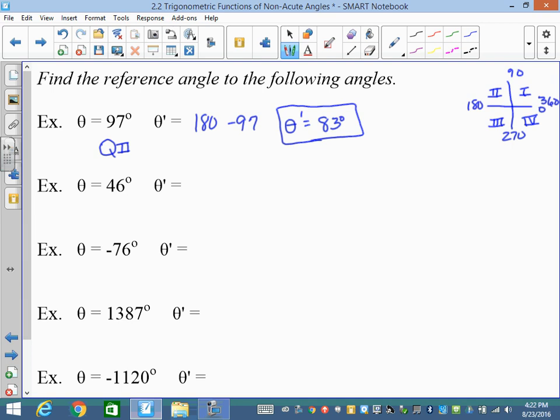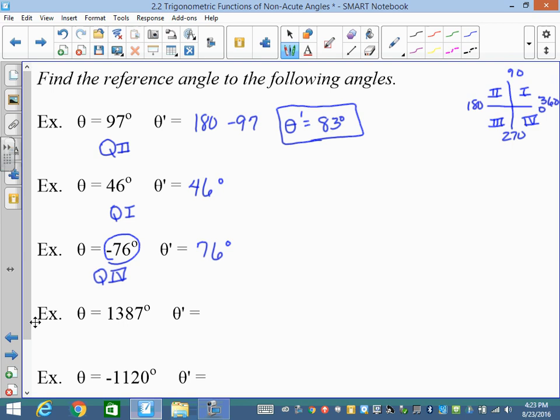So the next one. Angle is 46 degrees. Well, this is quadrant 1. And quadrant 1 angles are reference angles, so it's 46 degrees. There's nothing to do there. Negative 76. Now this really is in quadrant 4, but I want to point out to you that this is a negative value, but the number is less than 90. So just take the negative off. Theta prime is 76 degrees. Remember, the negative only told you which direction to go. The angle is still a 76-degree angle.